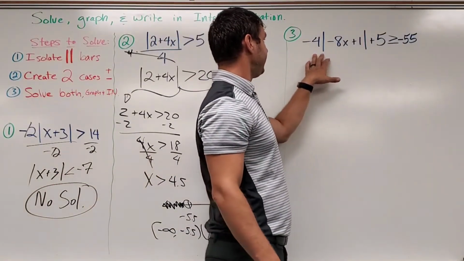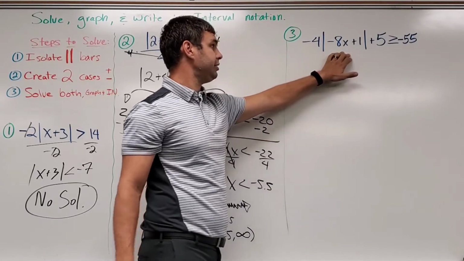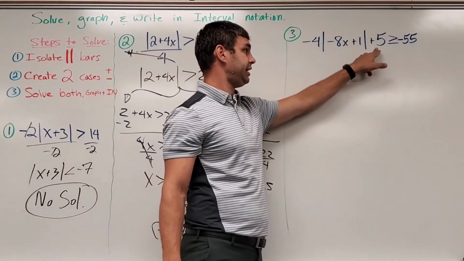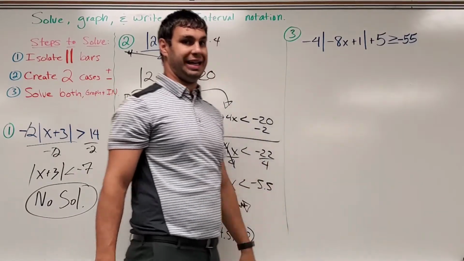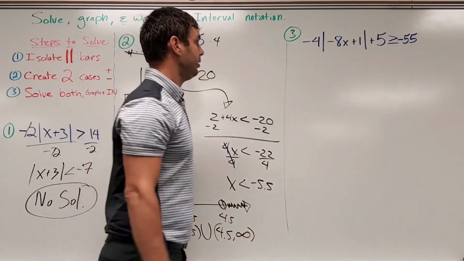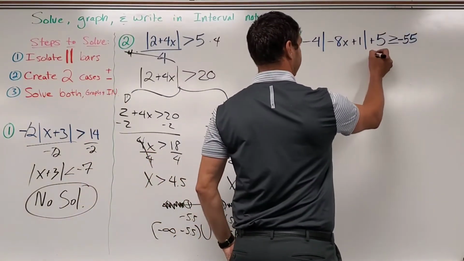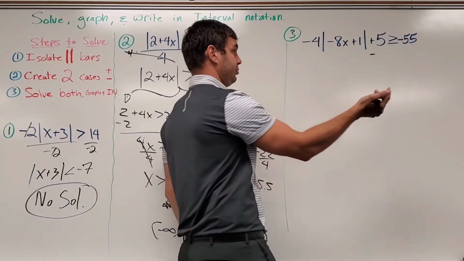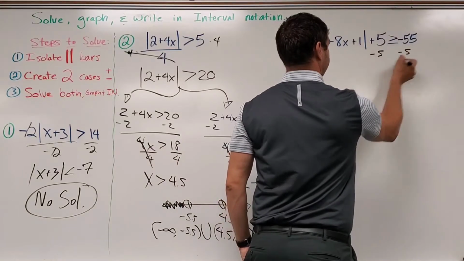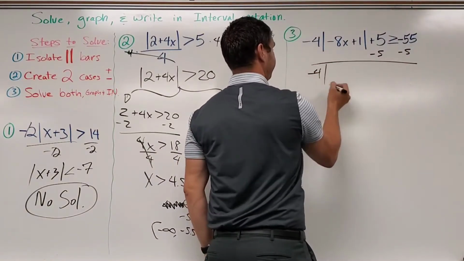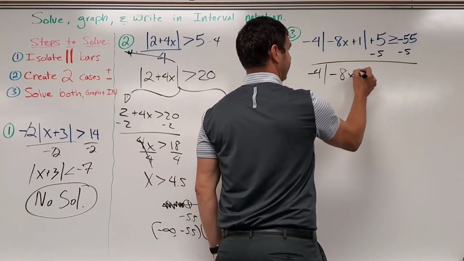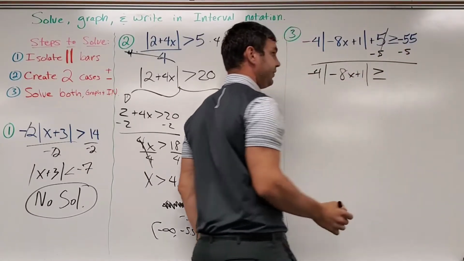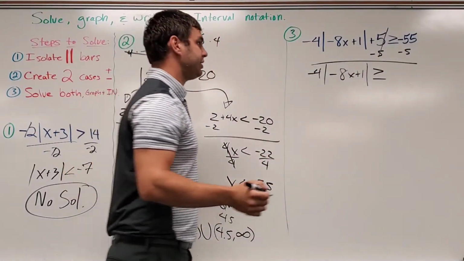All right, number 3. Negative 4 times the absolute value of negative 8x plus 1, and then outside the absolute value plus 5 is greater than or equal to negative 55. All right, so first off, we're going to have to get our absolute value bars isolated by subtracting 5. Negative 4 times the absolute value of negative 8x plus 1. Those cancel. It's greater than or equal to negative 55 minus 5 is negative 60.